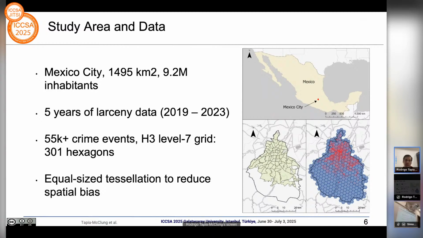We cover the study area with 301 hexagons, and we decided to use the spatial tessellation in order to reduce spatial bias in terms of the sizes of policing units that exist in the city, which we can see in this map on the left here. We can see that the areas are very different from one to another, so we decided to use this H3 tessellation to get rid of that spatial bias due to size.